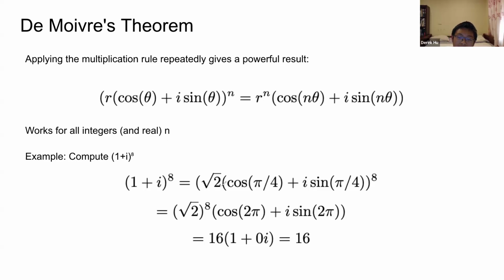We have 1 plus i to the eighth is equal to this in its polar form, root 2 cosine pi over 4 plus i sine pi over 4. And then using De Moivre's theorem, taking that to the eighth is the same as taking root 2 to the 8th times cosine 2 pi plus i sine 2 pi, since you multiply all these by 8, and we get 2 pi. And then this is equal to 1, and this is equal to 0. So this entire thing is equal to 16. So yeah, De Moivre's theorem is very important.